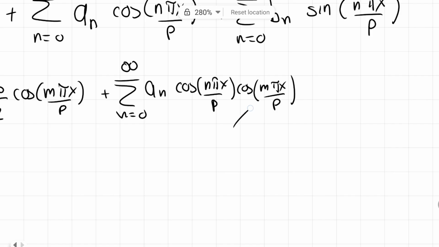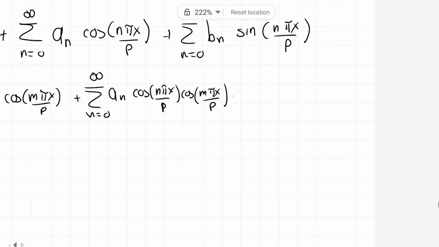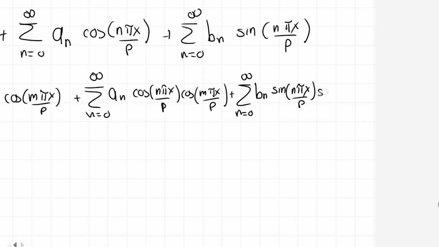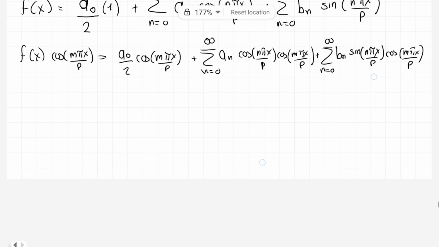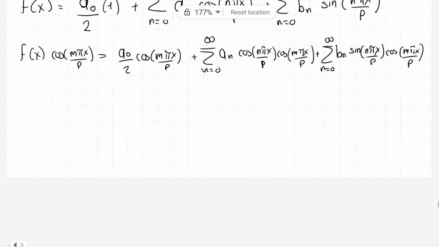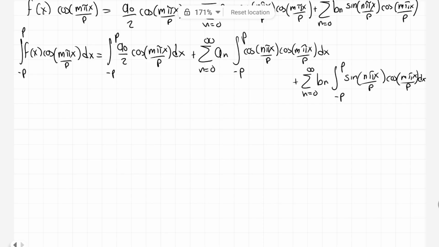We can just take this into the sum because we do not have the n index, so that is not a problem. So then we have plus the sum from n equals 0 to infinity of b sub n sine of n pi x over p, cosine of m pi x over p. And then we proceed to take the integral on every term of this equation. Okay, perfect. So that is what we get if we take the integral on every term of the equation.